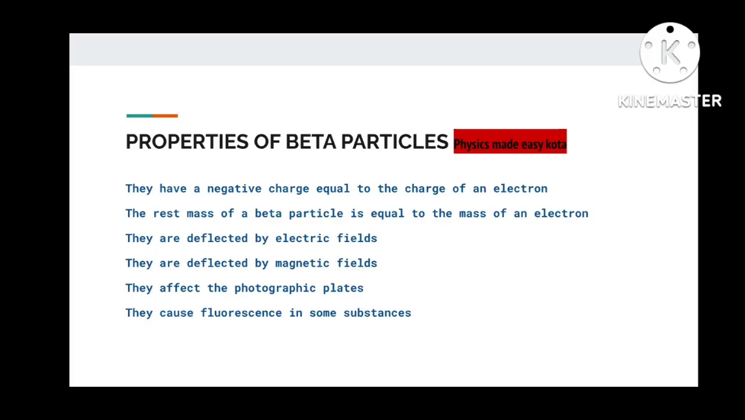Negatively charged rays which are deflected are known as the beta rays, and the beta particles are negatively charged particles, and their charge is equal to the charge of the electrons. Their rest mass is equal to the mass of the electron. They are also deflected by electric field as well as by magnetic field. They affect the photographic plates. They cause fluorescence in some substances.